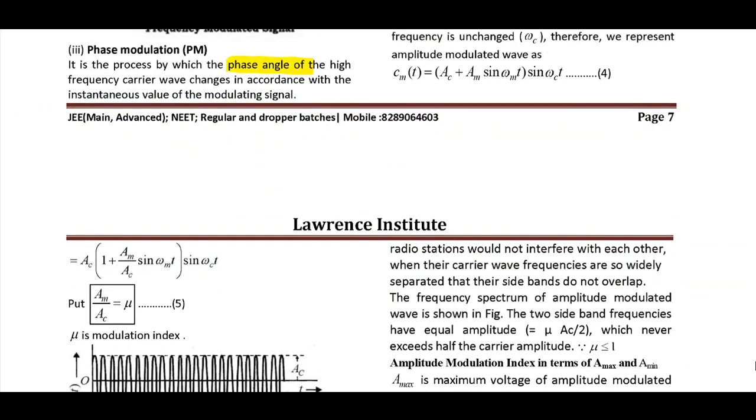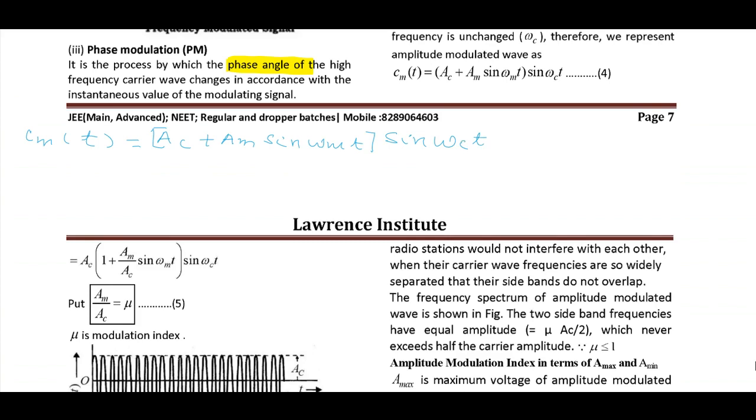This C(t) is AC, the amplitude of the original carrier wave, plus we have added M(t) in it, and finally I am substituting the value of that M(t) here: AM sine omega m t. And now the whole of this is to be multiplied by sine omega Ct.